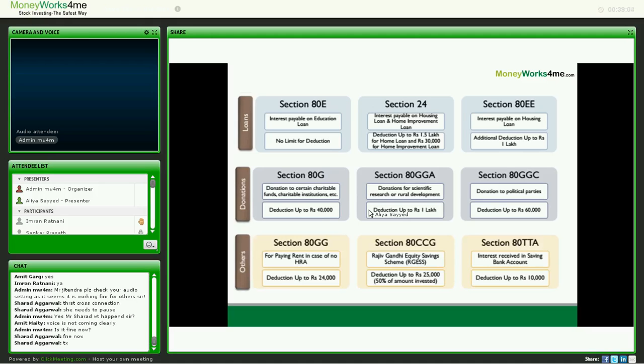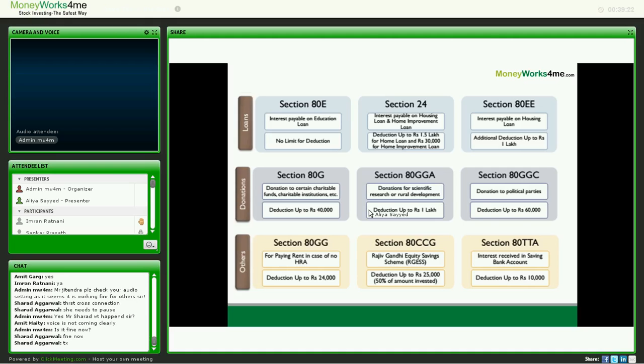And finally, there are some other categories that are there now. There was a section introduced that helps you save on your savings bank accounts, which was not available till now. So that's a great thing. Then there was a new scheme introduced, which is RGSS, and which we'll talk about later.